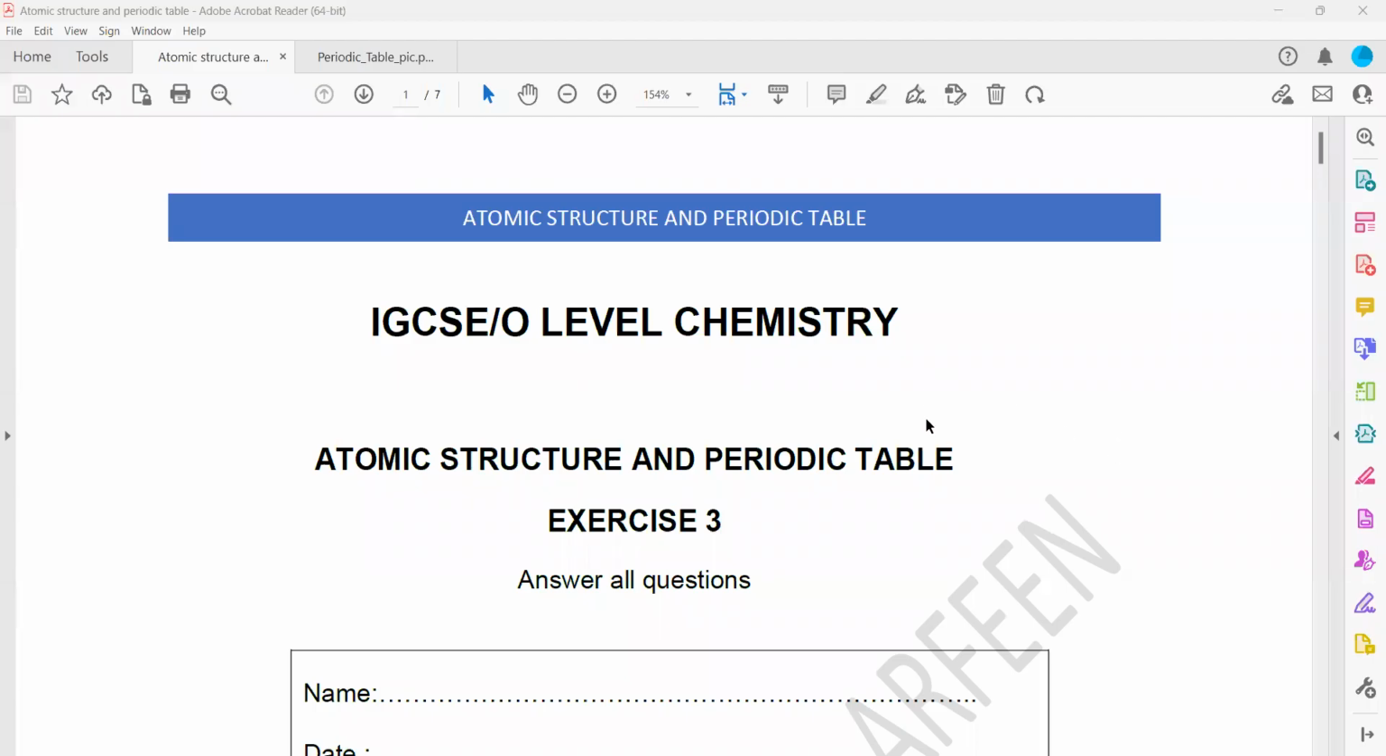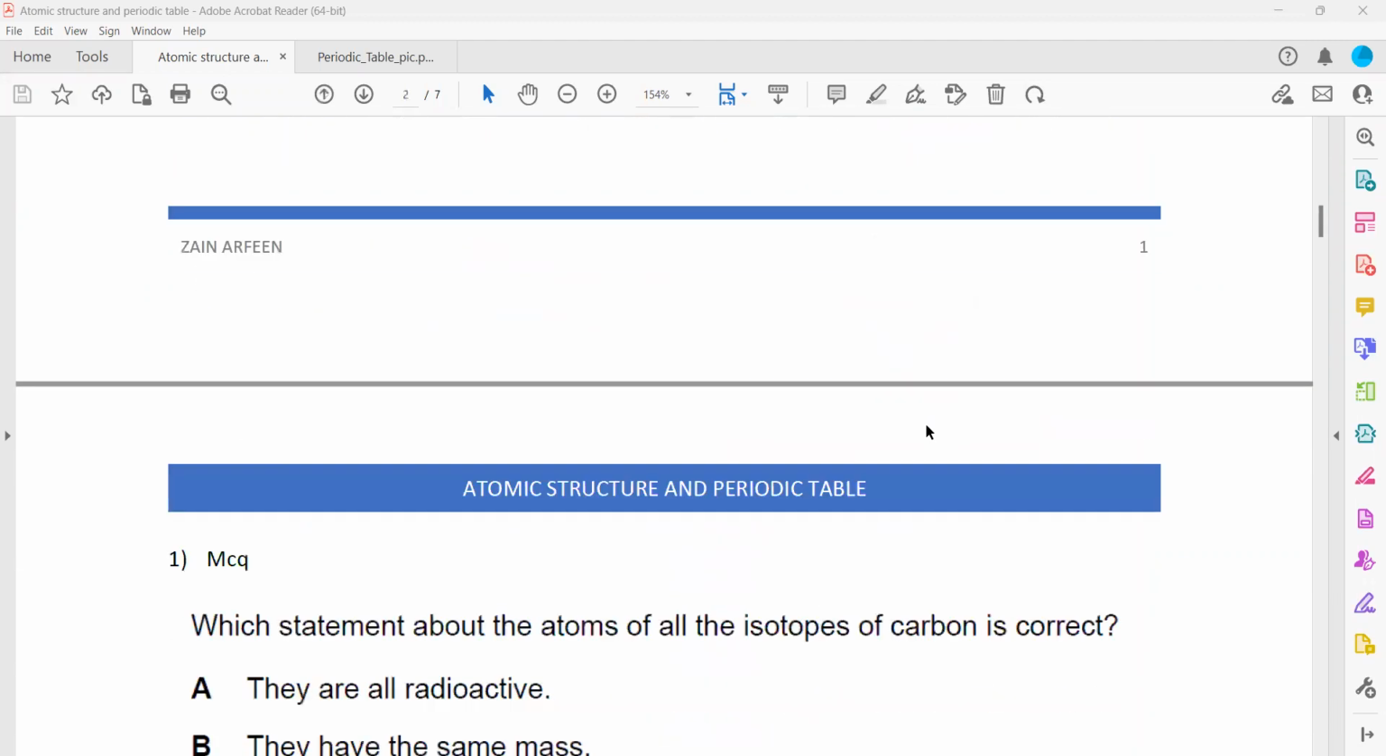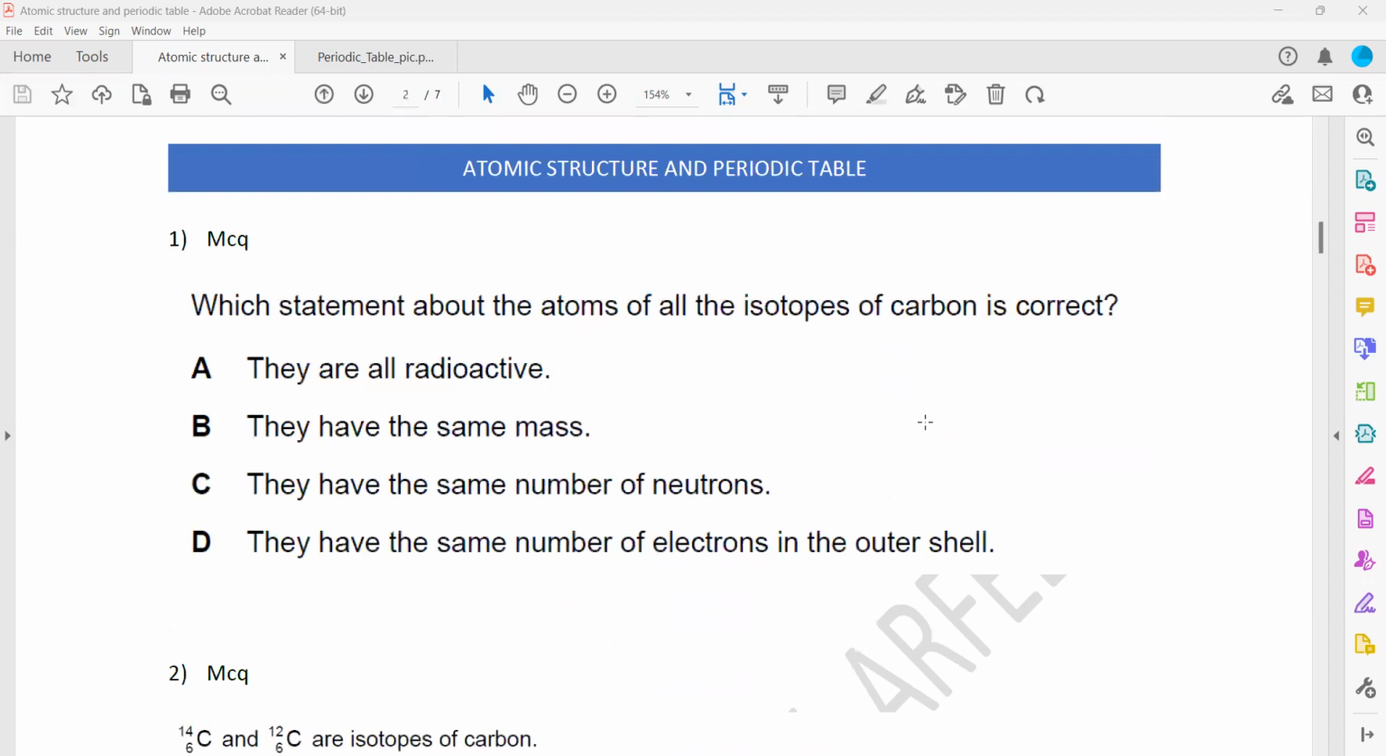So this one is exercise 3 related to the atomic structure and periodic table. The first question: which statement about atoms of all isotopes of carbon is correct? If we have isotopes of carbon such as carbon 12 and carbon 14, which statement is correct about them? You can also use mic or chat or screen annotation if you want to.